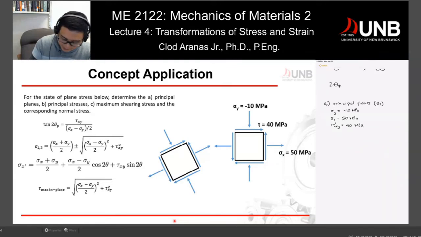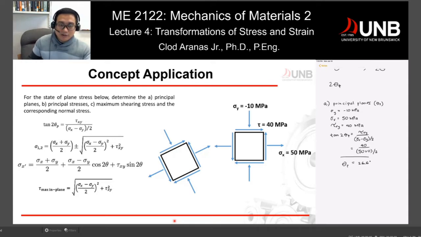And if you can still remember the equation from the previous slide, you have tangent of 2 theta sub p is equal to tau xy over sigma x minus sigma y divided by 2. We can easily plug in the numbers. So we have 40, we have 50, minus -10, that becomes plus, divided by 2. Take note that everything is MPa, it will be canceled anyway. So I'll just calculate it directly.